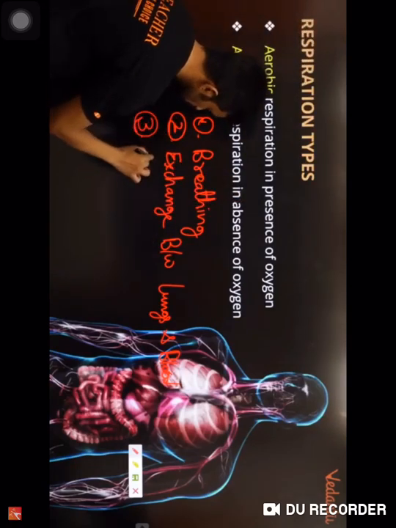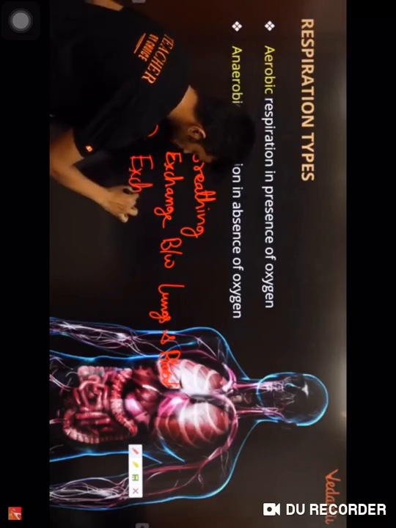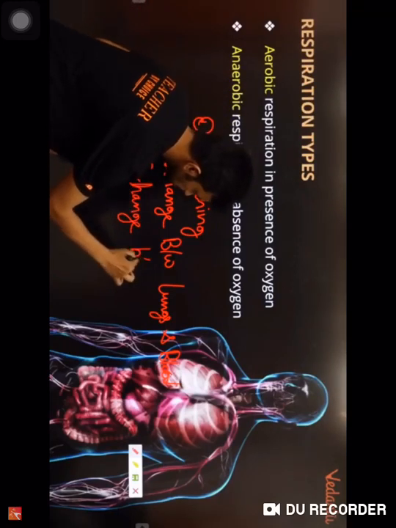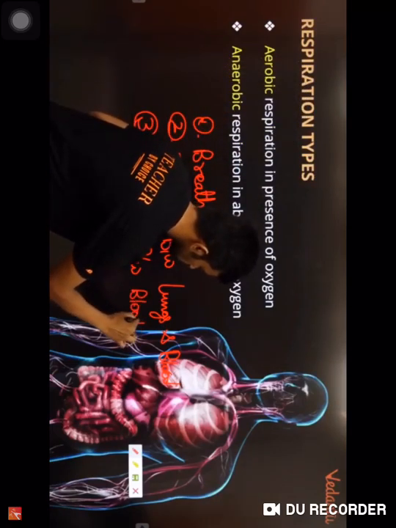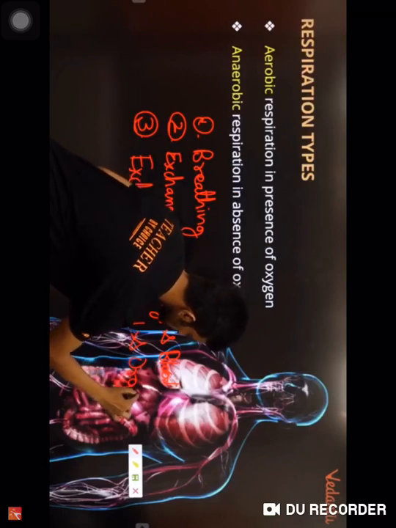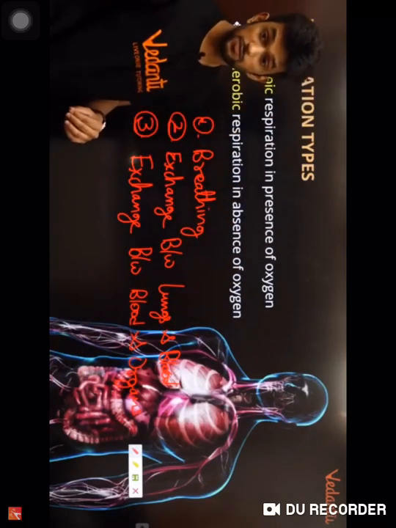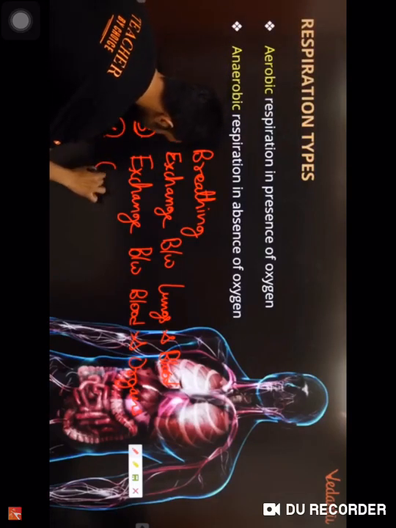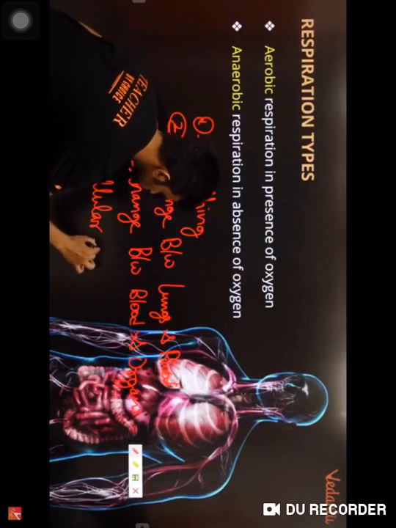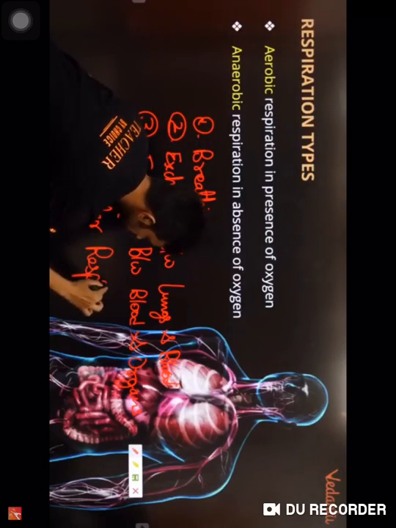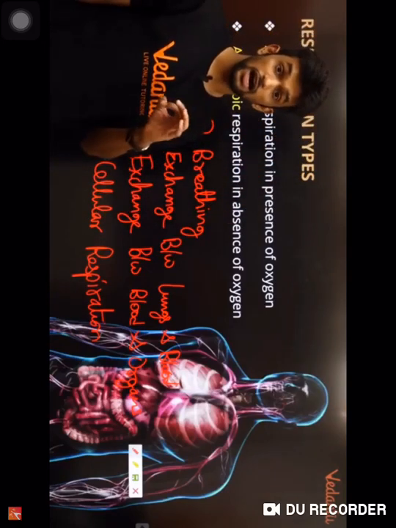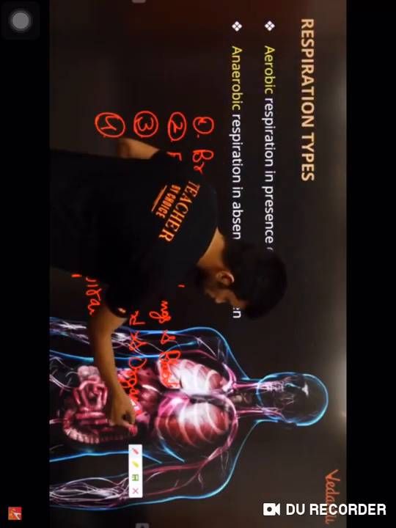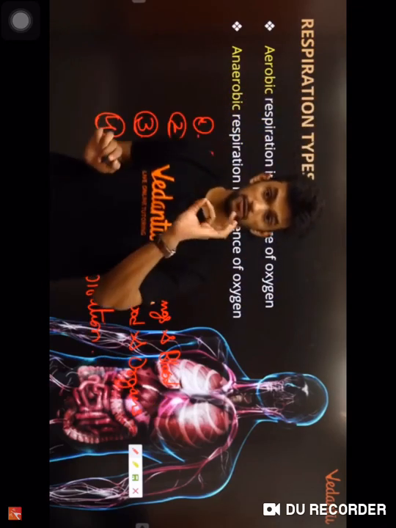Third step है exchange between blood and organs. Then the fourth step is cellular respiration. The fourth step is, guys, cellular respiration. Now pay focus and understand.